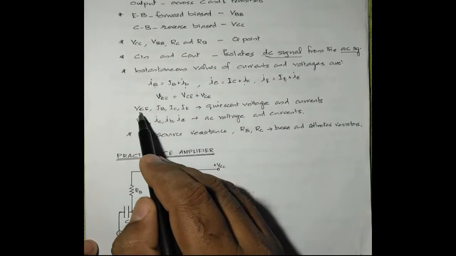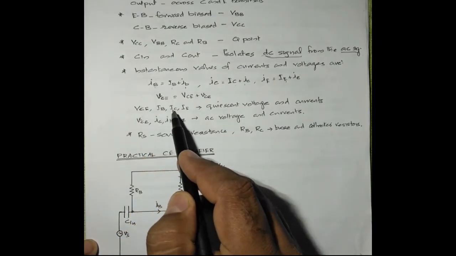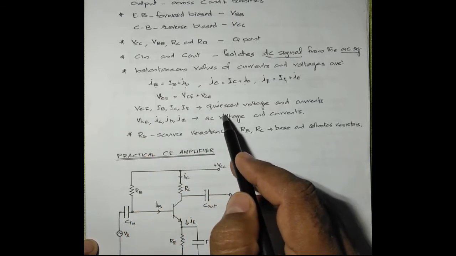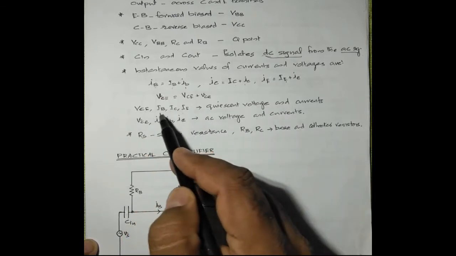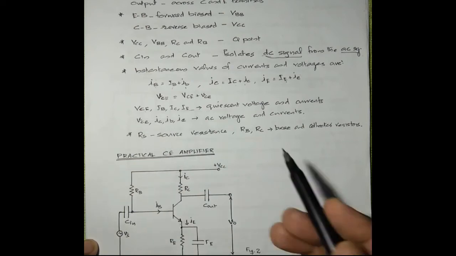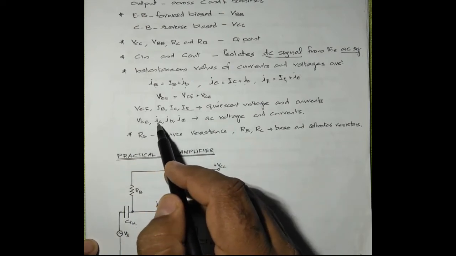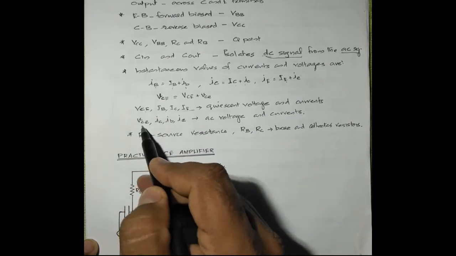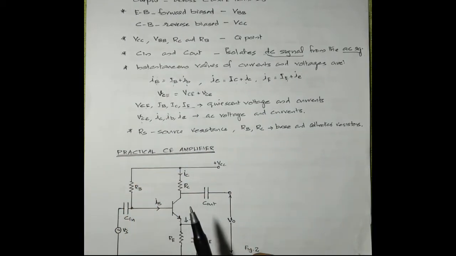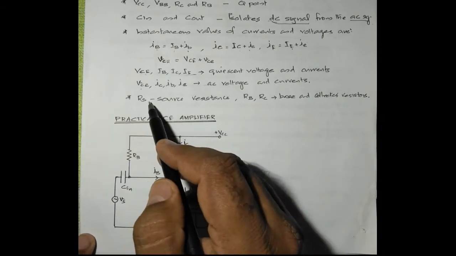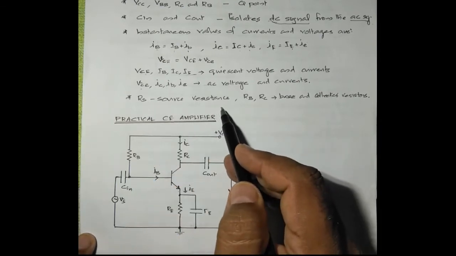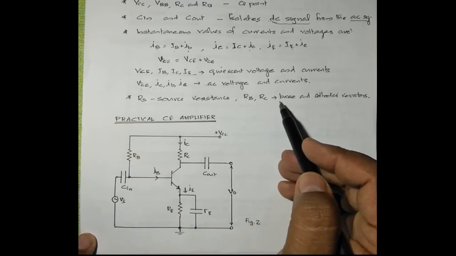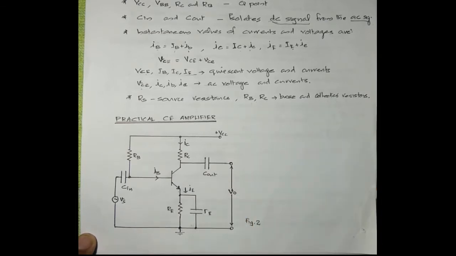Now we have VCE, IB, IC, IE. These are the DC values which are called the quiescent voltage and the quiescent currents. And the AC values vce, ib, ic and ie are the AC voltage and the AC current. Then what remains is a source resistance RS. Then we have two other resistors RB and RC, the base resistor and the collector resistor.